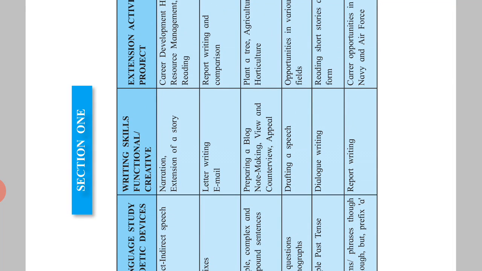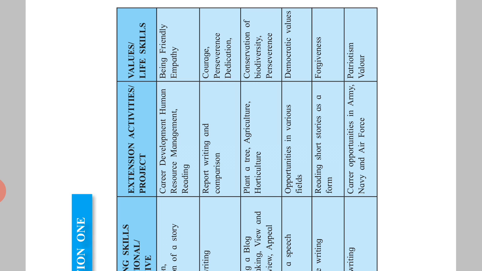And in the writing skills there are narration or extension of a story, letter writing, email, preparing a blog, note making, view and counter view, appeal, drafting a speech, dialogue writing, report writing, and extension activities and projects such as career development, human resource management, HR management, readings, report writing and comparison, plant tree, agriculture, horticulture, opportunities in various fields, reading short stories as a form, career opportunities in Army, Navy and Air Force.